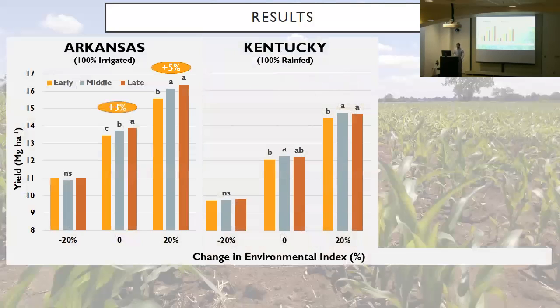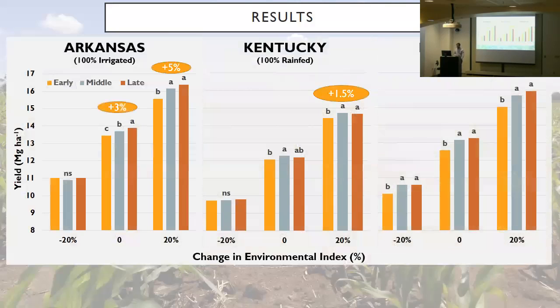When we take a look at Kentucky, we see differences between late and early maturities only at high yielding environments, and in the order of 1.5%. And in Nebraska, the difference ranges between 5 to 6% in the 3 different environments: lower, average, and higher.